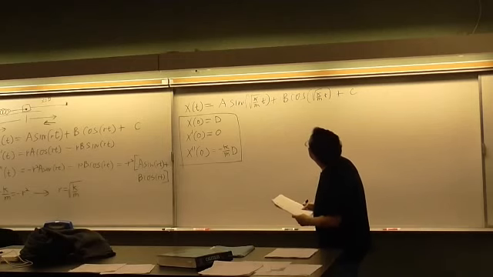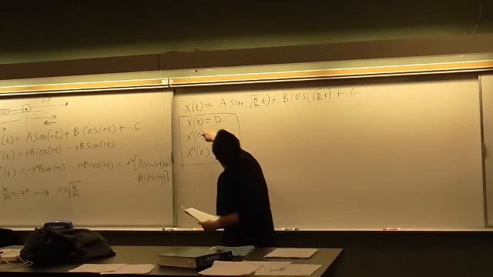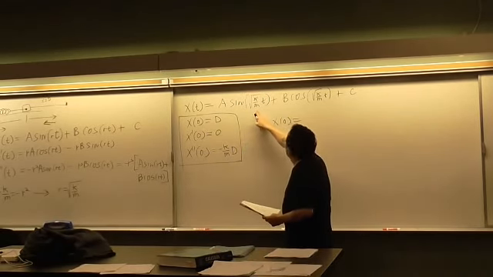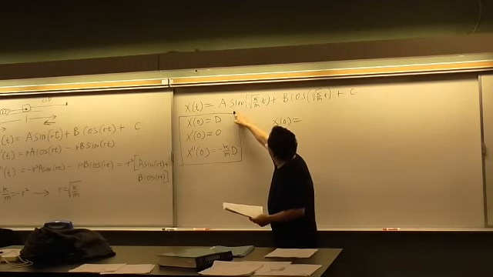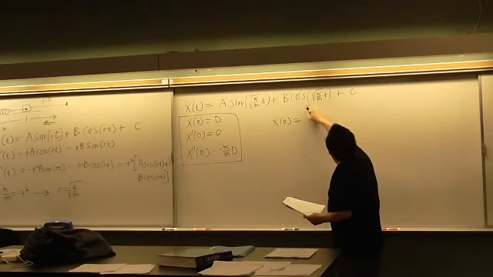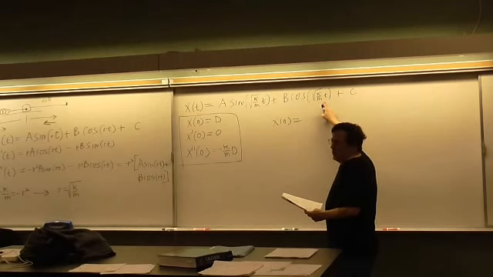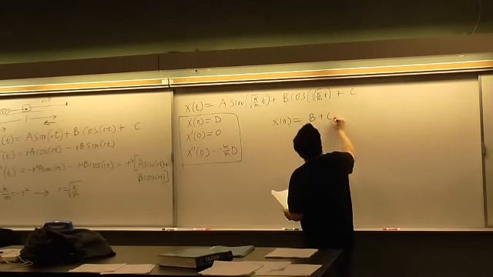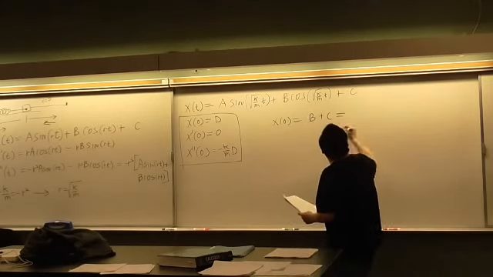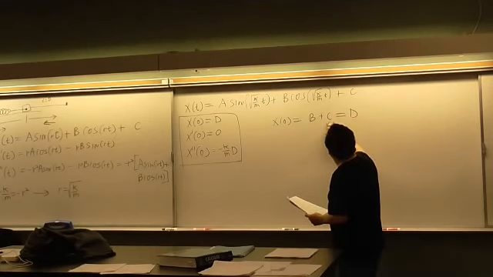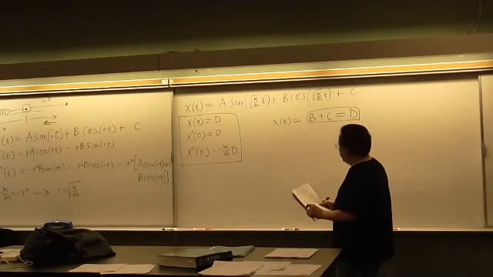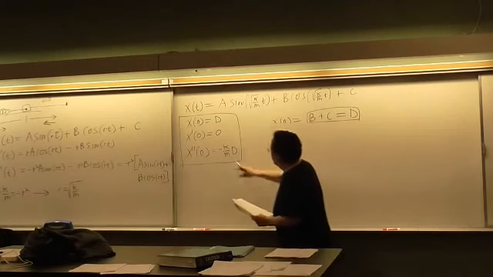All right, so let's try that. Plugging 0 in here, x of 0, we get the sine of 0, so this goes away. Cosine of 0 is 1, right, times b, plus c, but we know that's our starting offset d. So let's keep this equation here. What does this tell us?